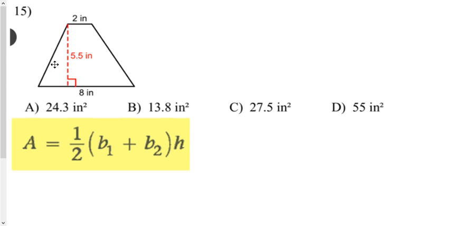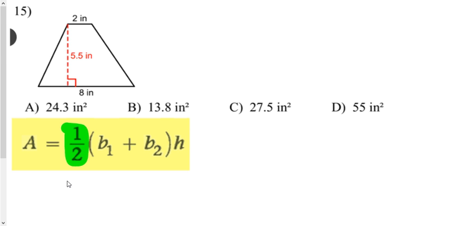Last one, this is a trapezoid. What makes a trapezoid? It only has one set of parallel sides. The top is parallel to the bottom. The sides, the left and right, would actually intersect somewhere up here. So it's not a parallelogram. We have to use the trapezoid formula. This one, 1/2 times the base of the two bases added together, and then times by the height.